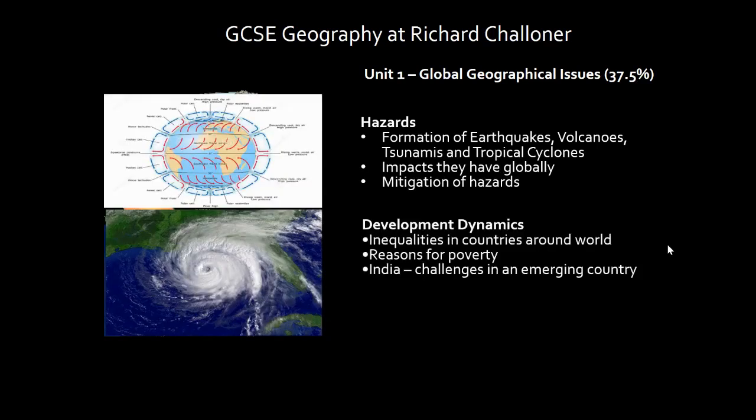Topic 2 then looks at development dynamics. This is where we start to investigate inequalities in countries around the world. We think about why some countries might be lacking in development, some of the reasons for poverty. And in this topic, we focus specifically on India. How, as that country emerges into a developed nation, it has increased amounts of global trade, increased amounts of globalization. What is that doing to the structure of the country? How is that changing the country for the people, the landscape, and the environment?